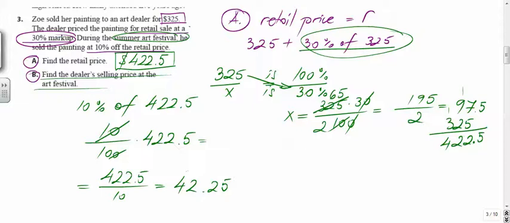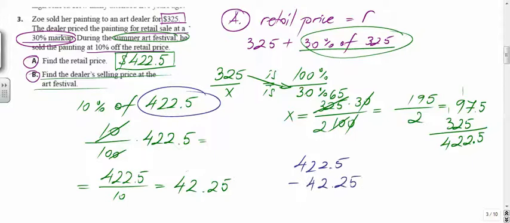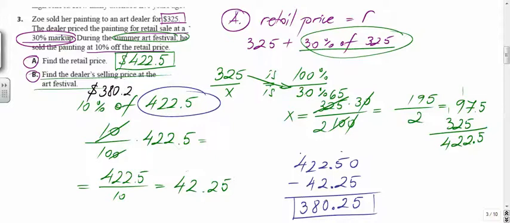And now this should be subtracted from the initial price. So you will have 422.5, from which you will subtract the discount of 10%, right? Make sure your decimal points are lined up. 5 minus 0 will be 5. 2 minus 2 will be 0, decimal point. 2 minus 4, you borrow 1, will be 8. 3 for the hundreds. And the answer to part B will be $380.25.